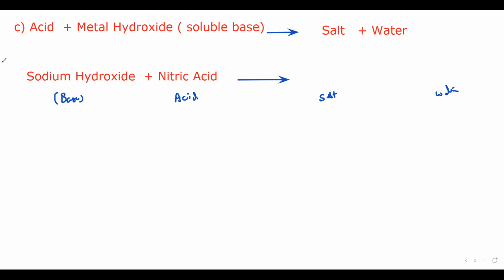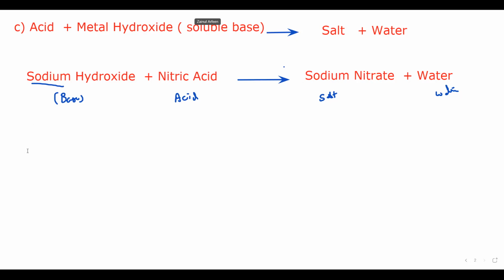So the first name of a salt is always the metal. So what is the metal here? Sodium is the metal. The first name is sodium. And the second name, because it is nitric acid, so it will be nitrate. Plus water will be there as a product. So sodium hydroxide plus nitric acid gives sodium nitrate plus water.